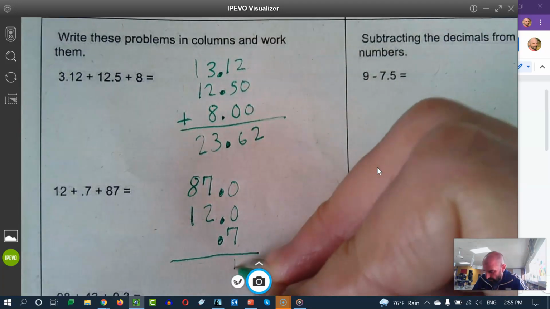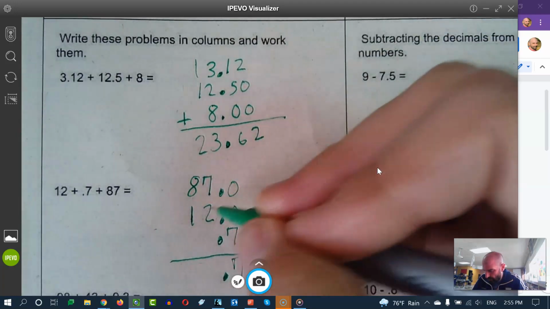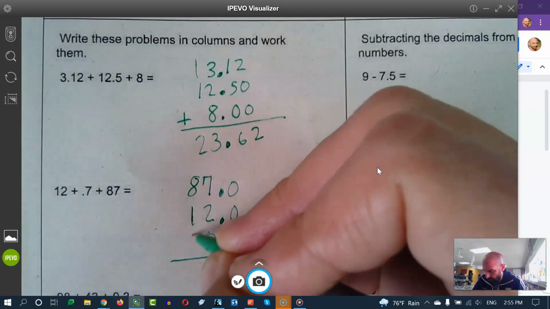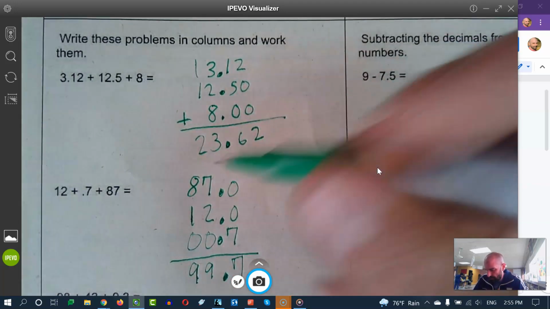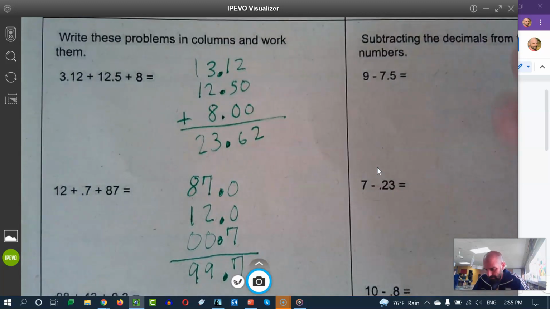So 0 plus 7 is 7. My decimal point. 7 plus 2 is 9. Again, there's a 0 here, a 0 here. 8 plus 1 is 9. 99 and 7/10ths. That feels pretty good. Looking at that again feels nice.